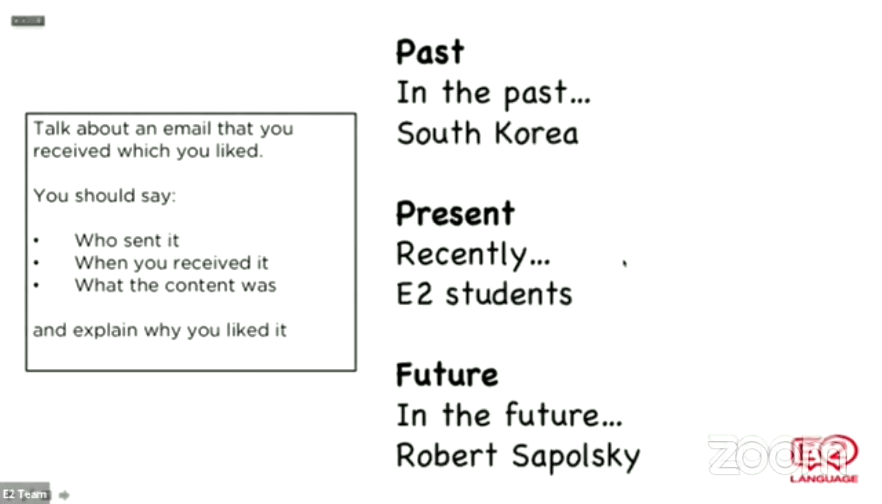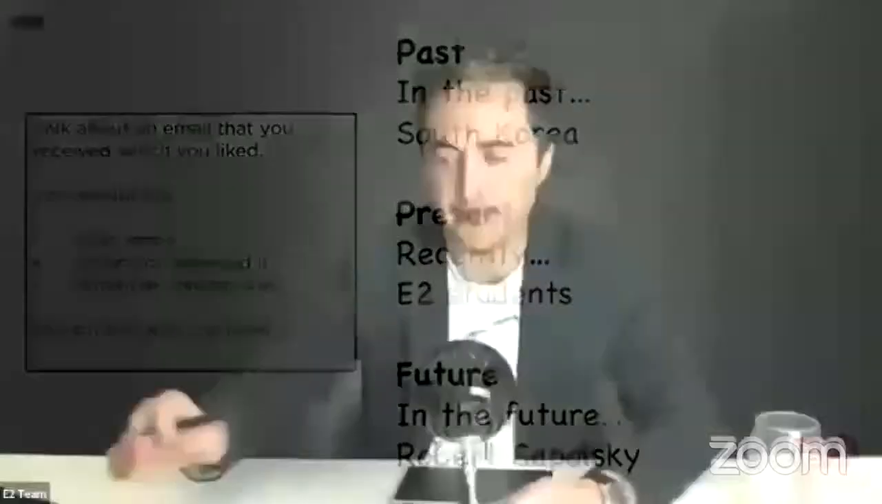Then on the piece of paper, for me anyway, I'm talking about the email, some keywords. So this is what I write down in the 1 minute. In the past, South Korea. Recently, E2 students. In the future, Robert Sapolsky. That's all I write down on my piece of paper in the 1 minute preparation time. In the past, recently, in the future, and then the 3 keywords that will remind me of my 3 stories.